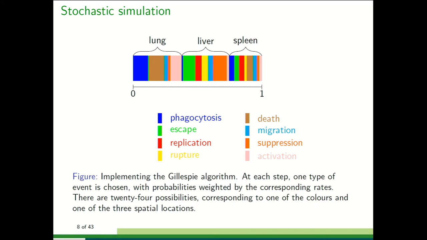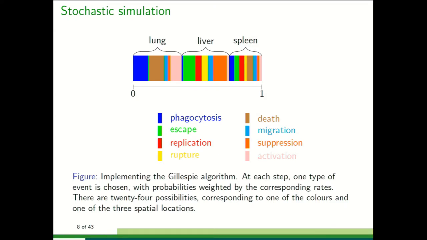Okay, so phagocytosis is when the bacterium goes into the macrophage and it's still in the phagosome. Escape is when the bacterium escapes from the phagosome to the cytosol, still inside the cell. Replication is when the bacterium divides. Rupture is when the whole cell breaks out, the macrophage cell, releasing all its contents. Death is when a bacterium dies. Migration is when a bacterium goes from one organ to another, usually lung to somewhere else in this case.